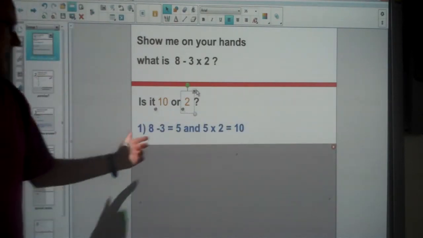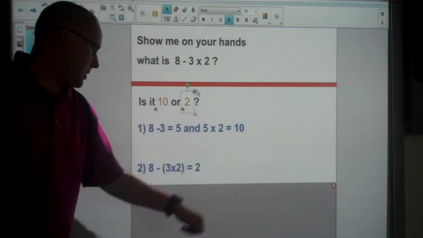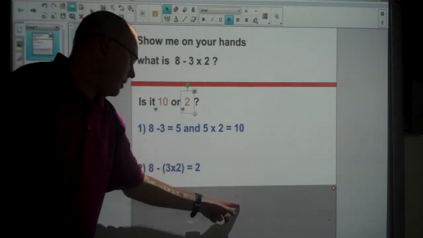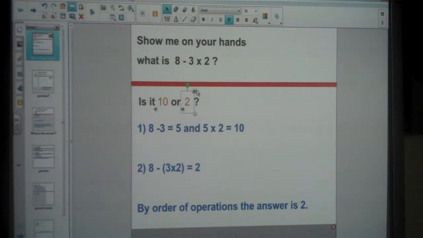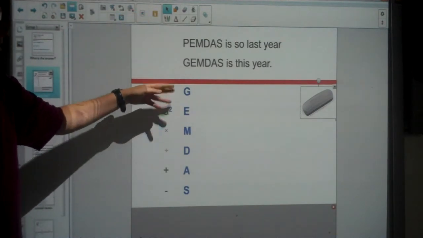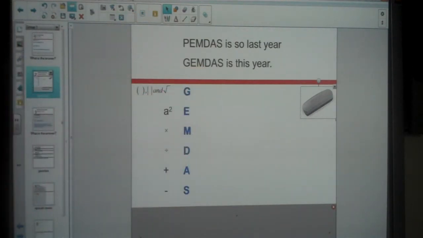So that's the reason given for the first one, and this is the reason for the second one. And then I'll ask students why it is the second one, and hopefully they'll give me an answer to do with order of operations, which is PEMDAS. Now, we normally talk about PEMDAS, but we're actually going to change that, and we're going to call it GEMDAS.